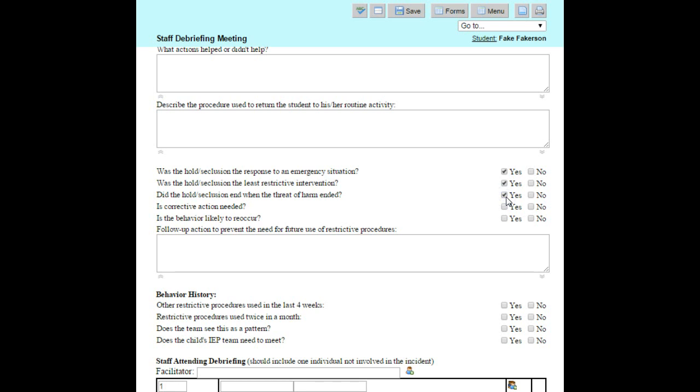The next question, if corrective action may be needed, would be a yes if untrained individuals implemented a hold, if a non-CPI hold was used, if a hold was used but the behavior was not an emergency, or other instances in which the response was not appropriate or compliant. Then, you will indicate if the behavior is likely to recur.